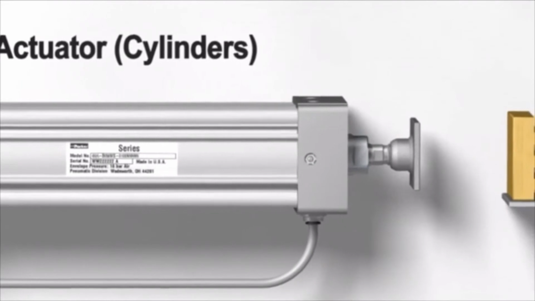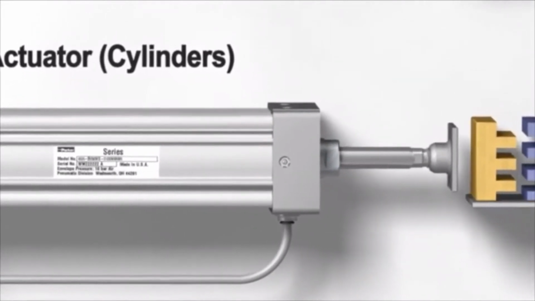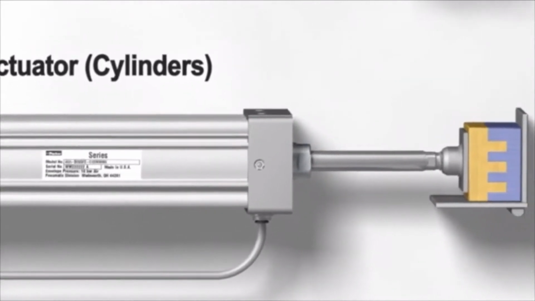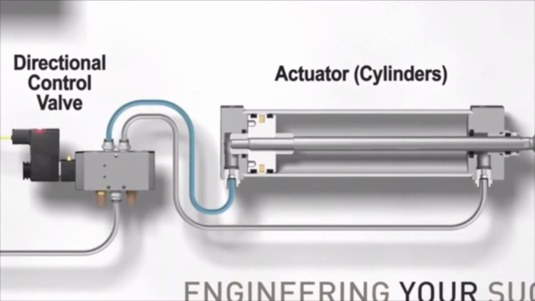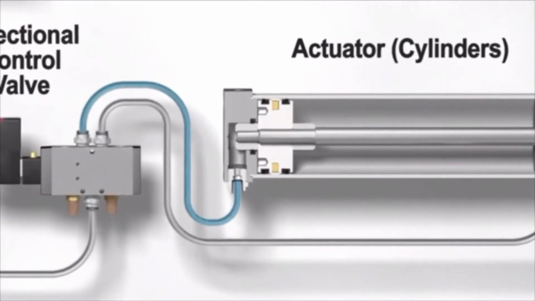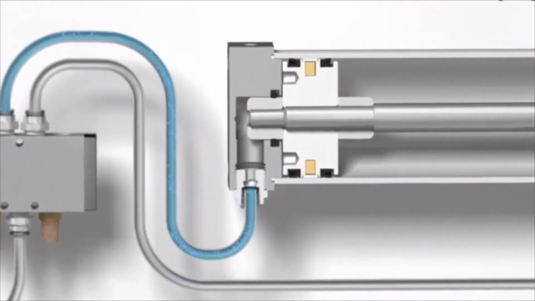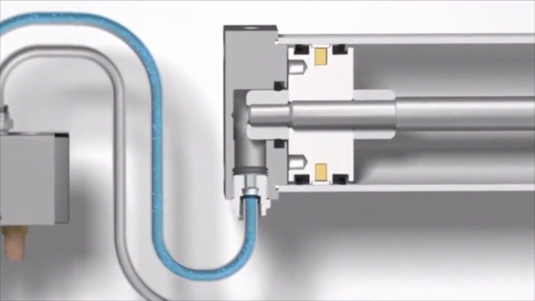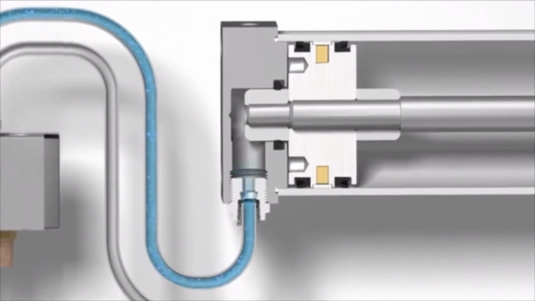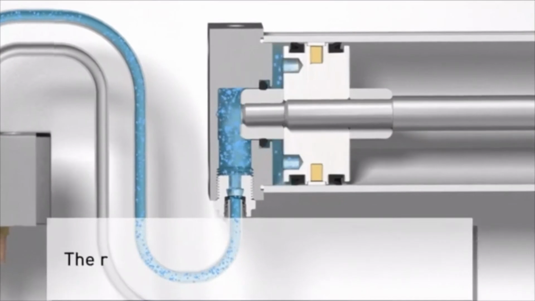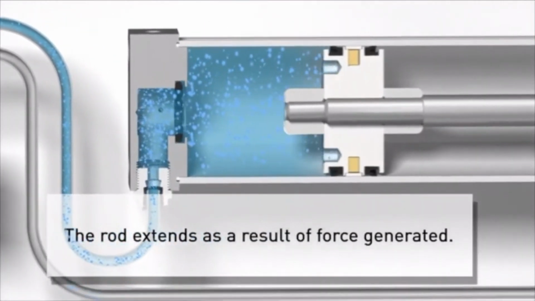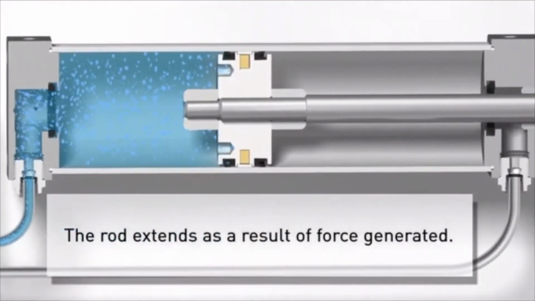The actuator will create motion using the energy of the compressed air that is supplied to it by the directional control valve. We can see that the working port number 4 is connected to the back or cap end of the cylinder. When the compressed air pushes on the piston, it is forced to move forward inside a hollow cylinder that is commonly called the body. The piston is attached to a rod that will extend as a result of the force generated by the compressed air acting on the piston.